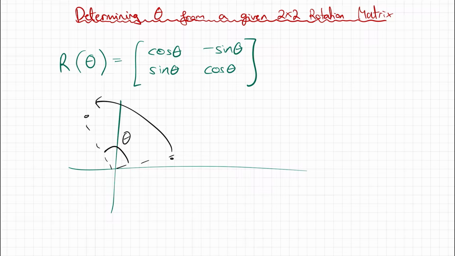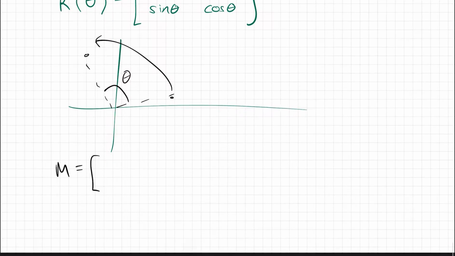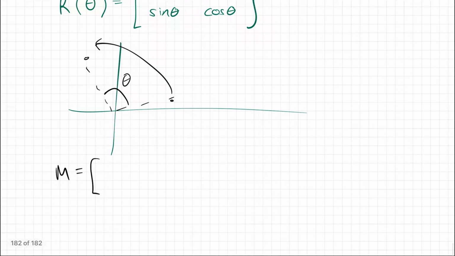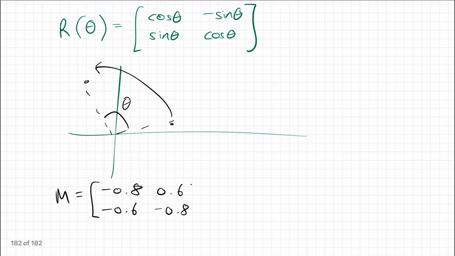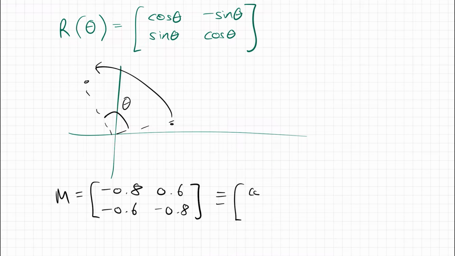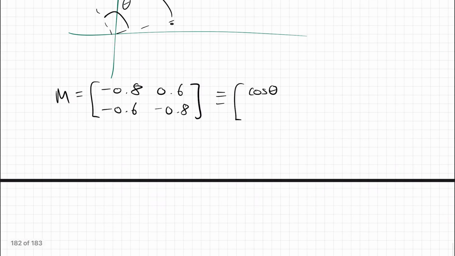But what happens when you're given a rotation matrix and the question's asking you to find theta? And this might seem easy, right? Like, let's say I just give you the rotation matrix minus 0.8, minus 0.6, 0.6, and minus 0.8. So if we use identities, we know that this has to be identical to the original rotation matrix, cos theta, sine theta, minus sine theta, and cos theta.